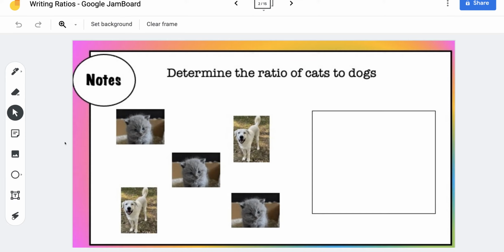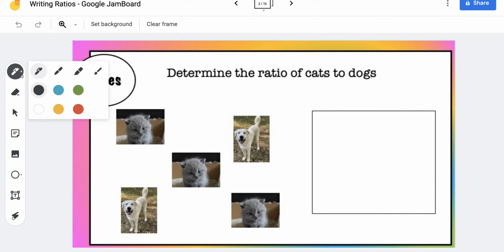Hey everybody, this is a quick little mini lesson on writing ratios. So come on over here and grab a pen of your choice. Okay, I'm gonna go red. Okay. So remember, a ratio compares two things.